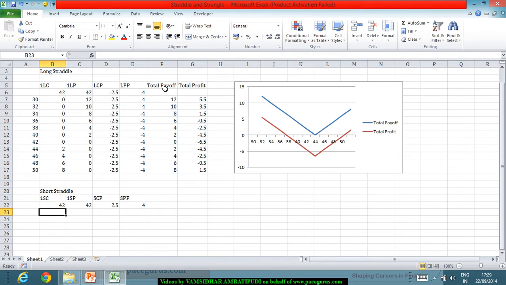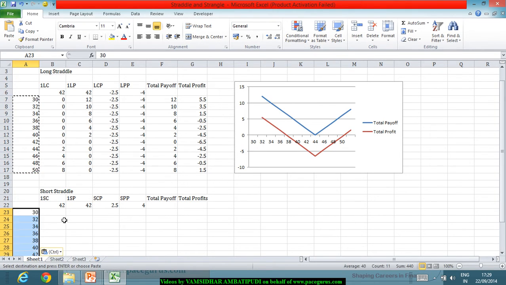And when I look at the total payoff, it will not include the premiums, whereas total profits are going to include even the premiums received. In this case, it's only the premiums received, nothing is paid, because both are short positions only. So that is what we are calling a short straddle.